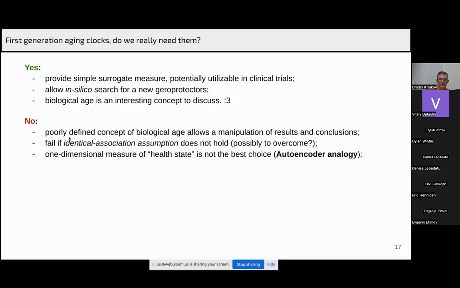First, no, because it is a poorly defined concept and it allows manipulation of results and conclusions, which is quite undesirable for real science. No, because the aging clock, the biological age as a concept, fails if the identical association assumption doesn't hold, as we discussed previously. And no, because it is a one-dimensional measure of health state. Why is it not the best choice to use a one-dimensional measure?